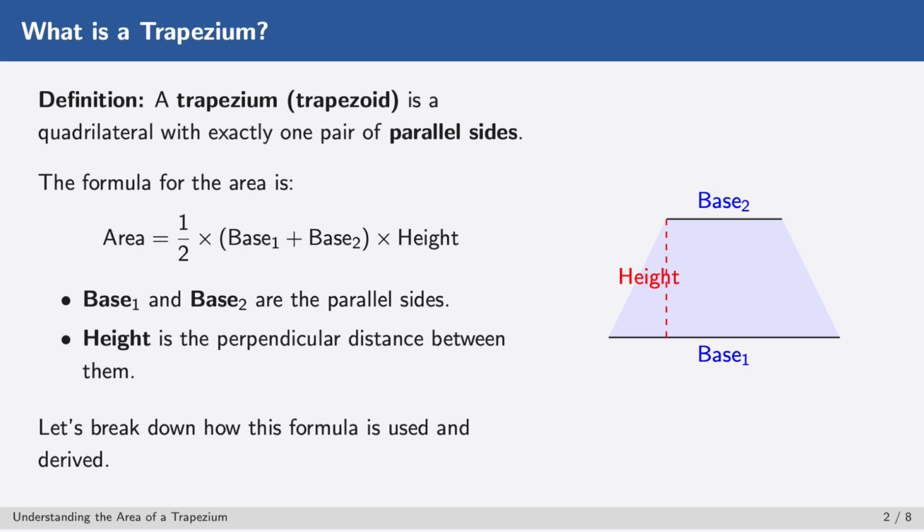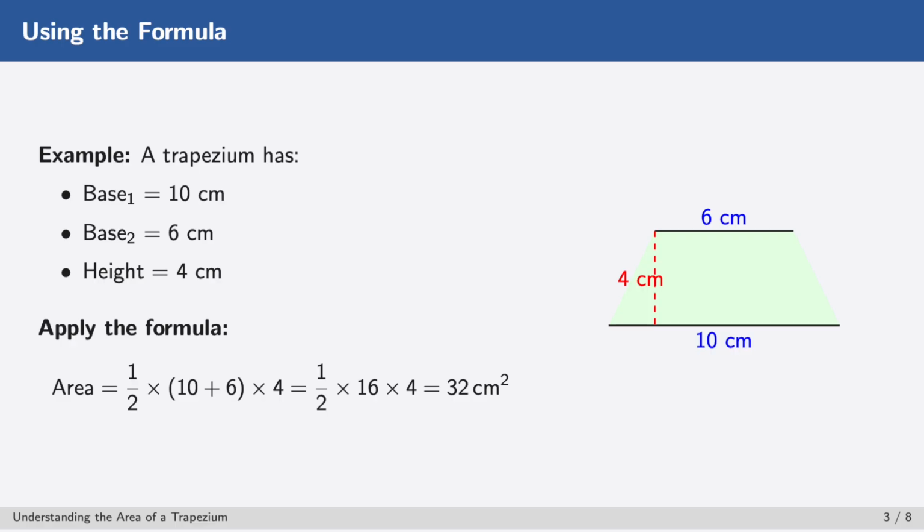Now, the area of a trapezium is given by this formula: 1/2 multiplied by the sum of base 1 and base 2, and then multiplied by the height. In other words, area equals 1/2 times (base 1 plus base 2) times height. Let's turn to the next slide. Let's try that out with some real numbers.